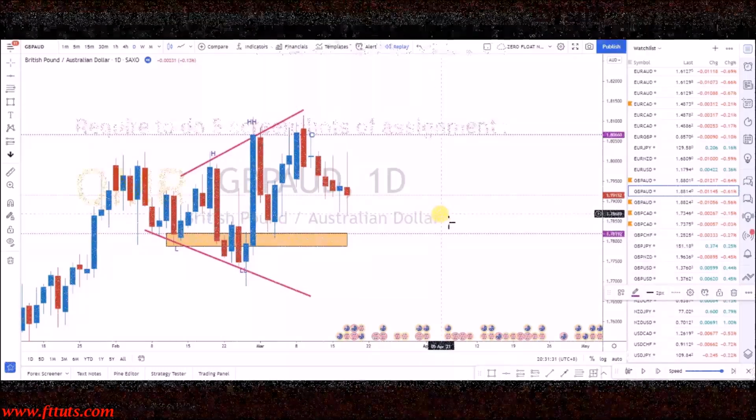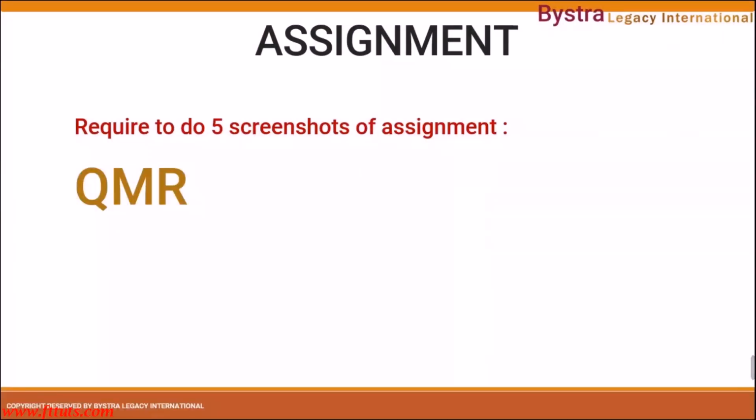Okay guys, the next thing you should do is your assignment. You are required to do 5 screenshots on QMR. You need to find the QMR on the candlestick, go to the line chart, mark the structure. At the same time, you have to go to the higher time frame and screenshot the engulfing candle and make sure that the setup is in the engulfing candle.